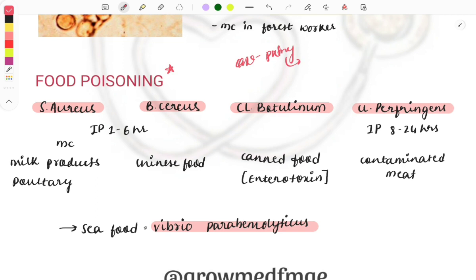So it will be the Staph aureus. And in case they've described Chinese food like fried rice or noodles, then go with the Bacillus cereus, because it will be causing the food poisoning in case of Chinese food.